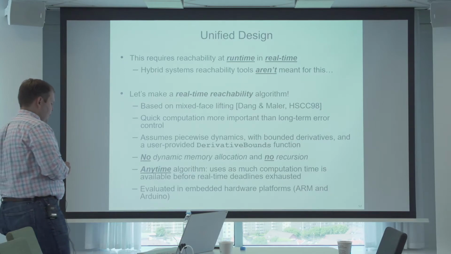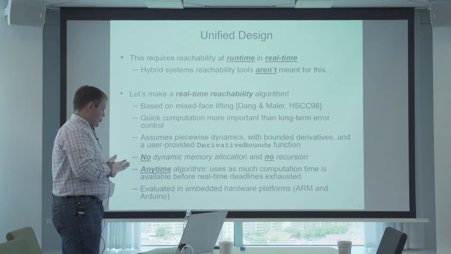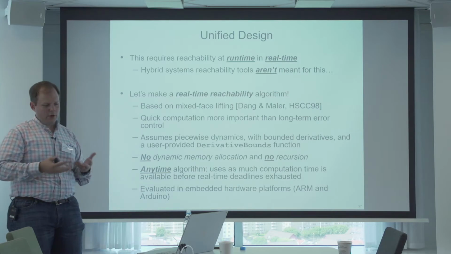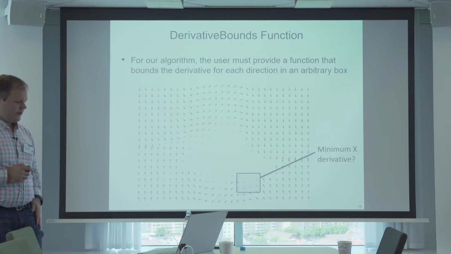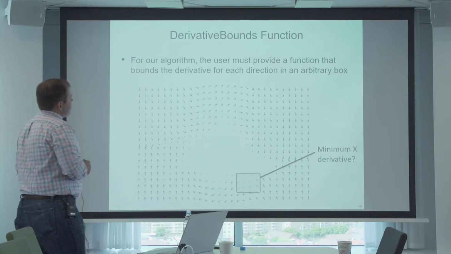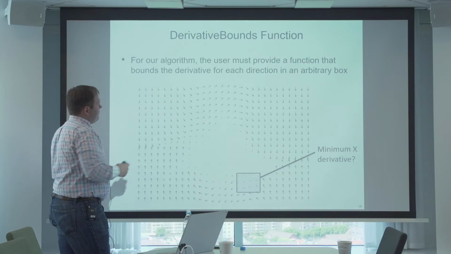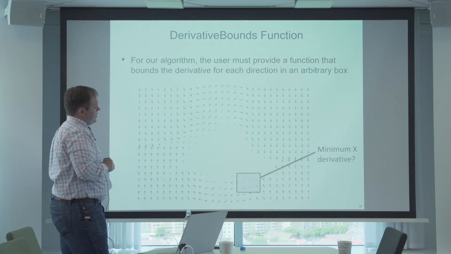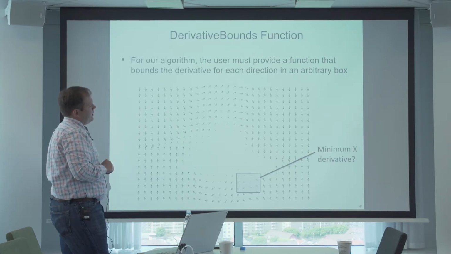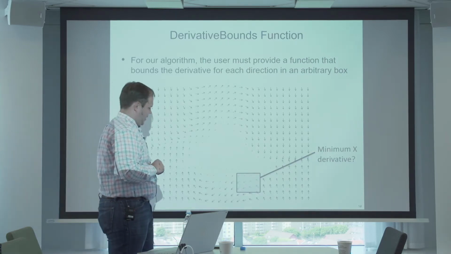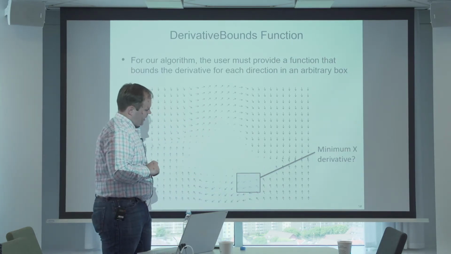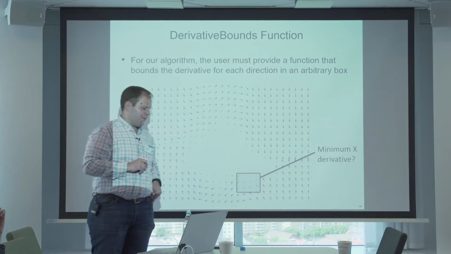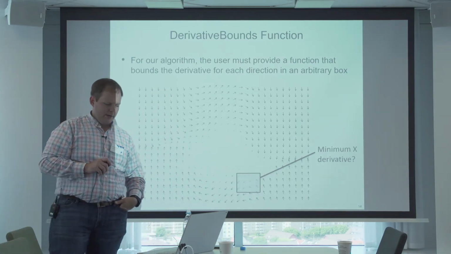It's also an anytime algorithm, so it's going to use as much computation time as available based on whatever our control period is before our deadlines are exhausted. And then we've tested this out. One of the inputs to this, let's say this is a vector field for our system: the user needs to provide a function that would bound the derivative if we were to place an arbitrary box. Essentially, we've got to be able to characterize some function that, if we put a box on top, will give us the extrema of what the derivatives could be inside of this box.